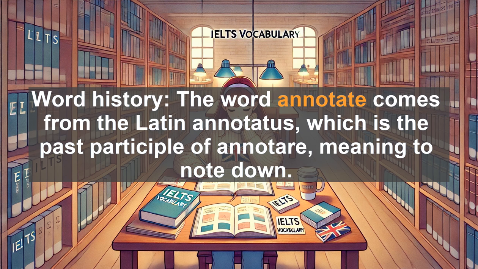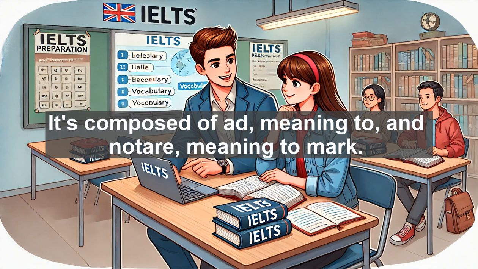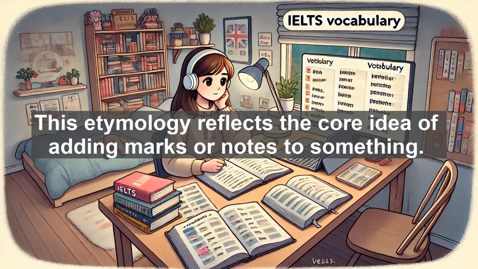Word history: the word annotate comes from the Latin annotatus, which is the past participle of annotare, meaning to note down. It's composed of ad meaning to and notere meaning to mark. This etymology reflects the core idea of adding marks or notes to something.